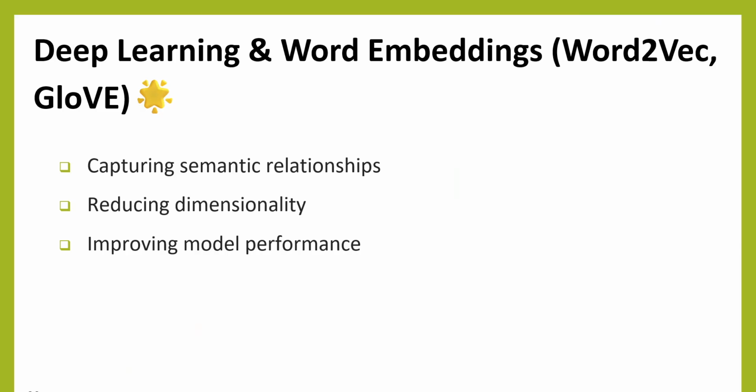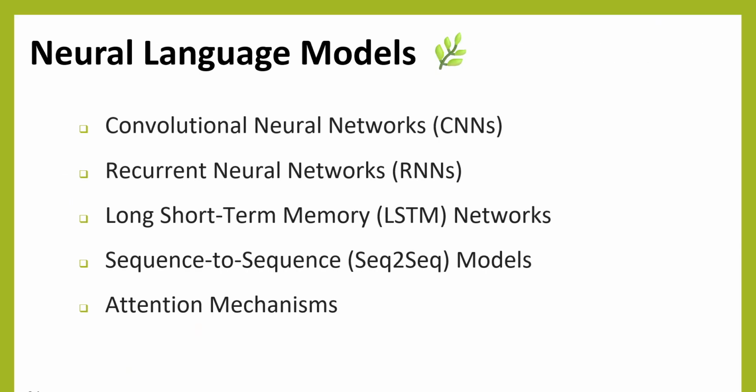Next comes GloVe, which uses a matrix factorization technique to learn word embeddings from co-occurrence matrices of words. Basically, these word embeddings have several benefits, including capturing semantic relations, that is, words with similar meanings are closer together in the vector space. Reducing dimensionality means word embeddings can reduce the dimensionality of text data, making it easier to process. And finally, word embeddings can improve the performance of natural language processing models by providing a more meaningful representation of words.